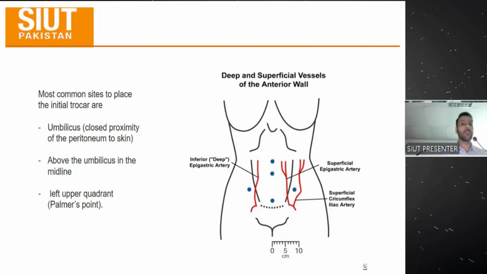left upper quadrant. You can see on the right side in the diagram, the inferior epigastric is there, the superficial epigastric artery is over there, and the superficial circumflex iliac artery is over there. You need to avoid this during trocar placement.